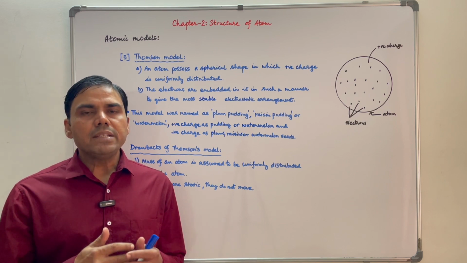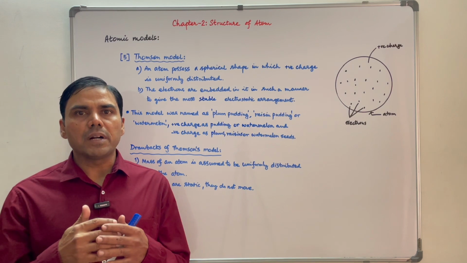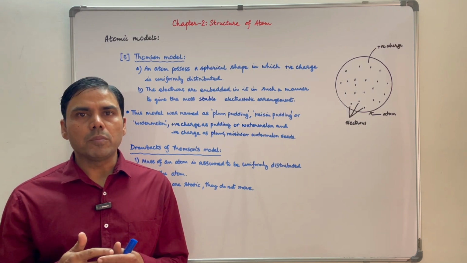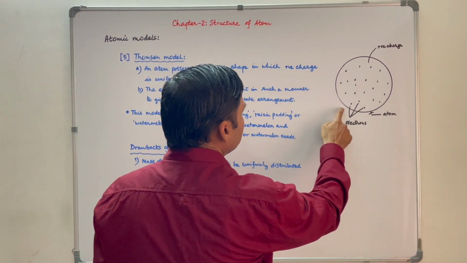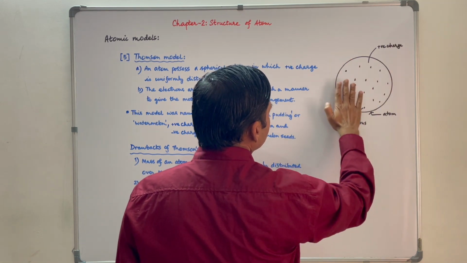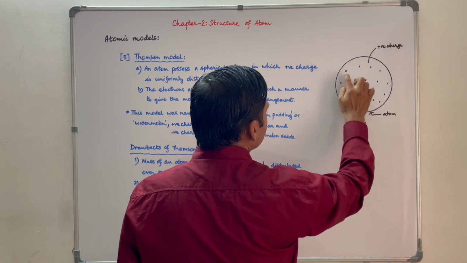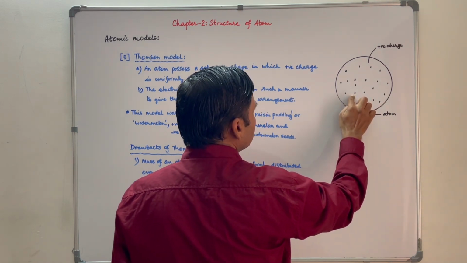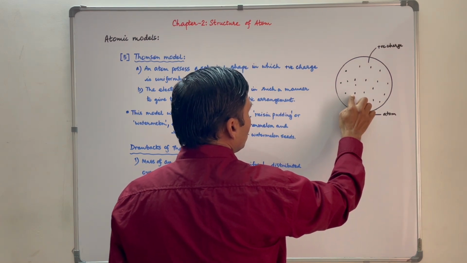Atomic models. Many scientists came up with their atomic models explaining how these charged particles are arranged in an atom. First came Thomson's atomic model. Thomson said that atom is spherical shaped in which positive charge is uniformly distributed over the sphere and electrons are embedded in it in such a way as to provide more stable electrostatic arrangement. Means force of attraction between unlike charges counters the force of repulsion between like charges.